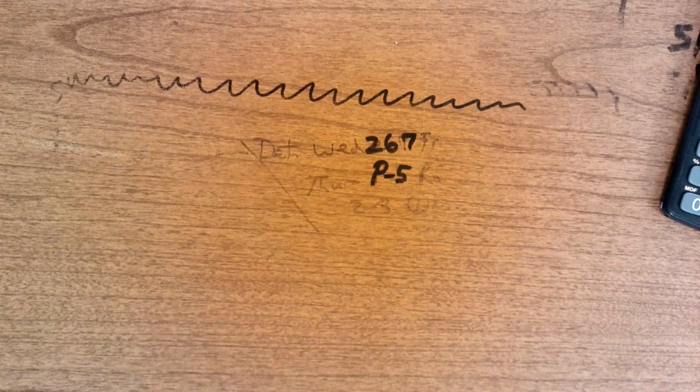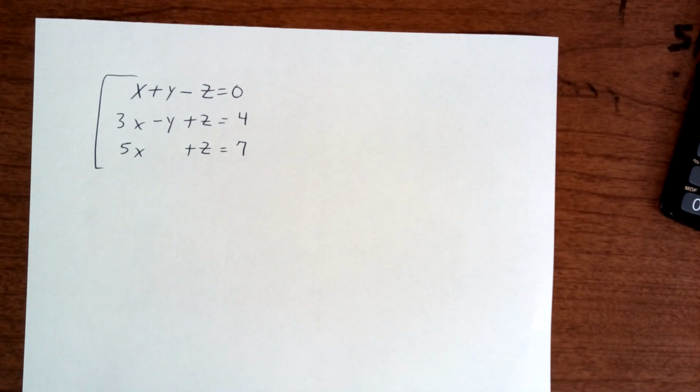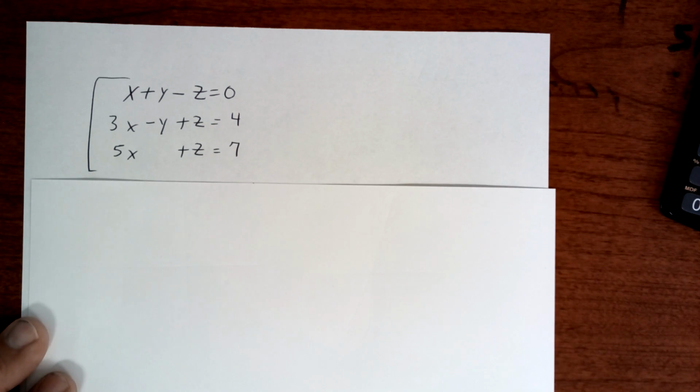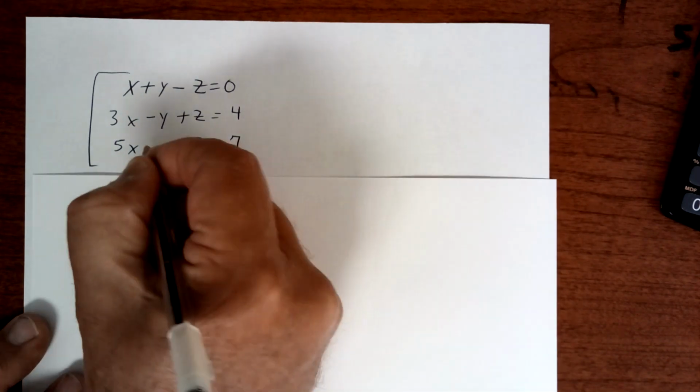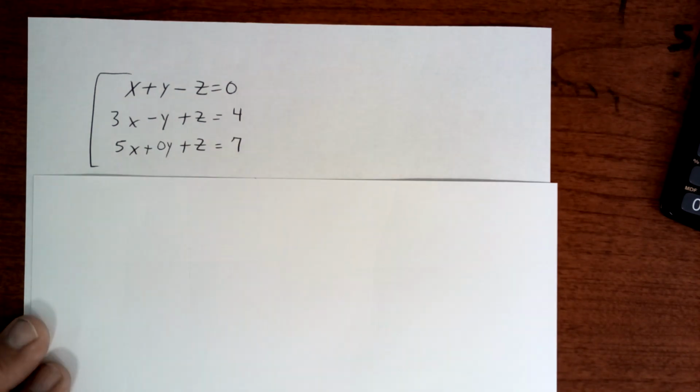All right, let's turn our attention now to my next class, which is college algebra. Welcome. Let's see what we got to do here. So this one we're going to put plus 0y. So we want to make something cancel here.